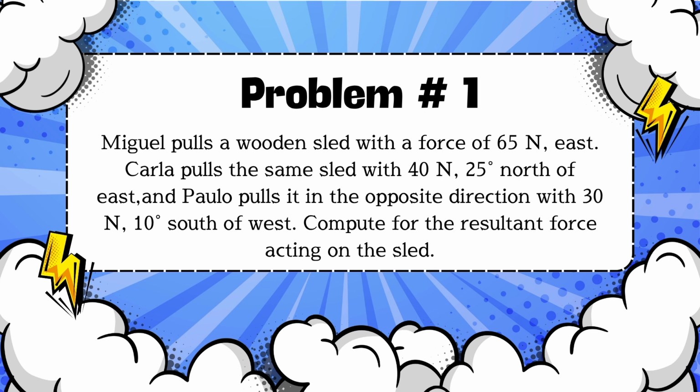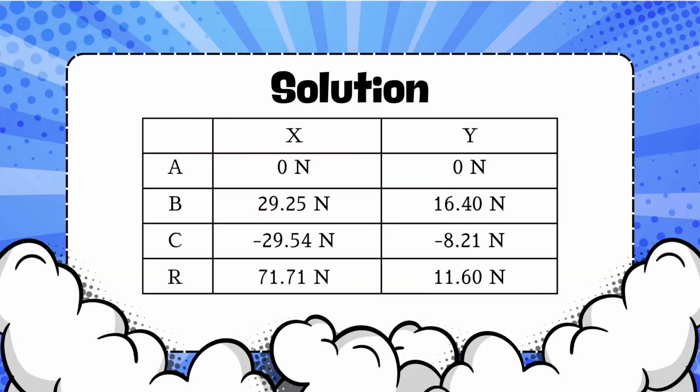So now we will need to find the resultant force of the sled. Draw a table: X, Y, A, B, and C. First, Miguel pulls a wooden sled with a force of 65 Newtons east. Dahil ang east ay nasa x-axis, sa x natin ilalagay ang 65 Newtons. Dahil walang degree na binigay sa given, automatically 0 na ang y natin.